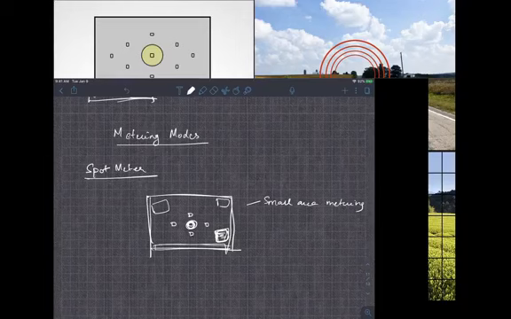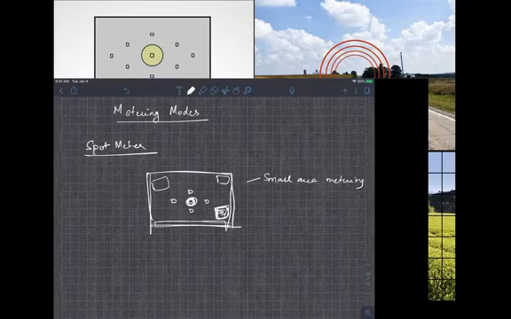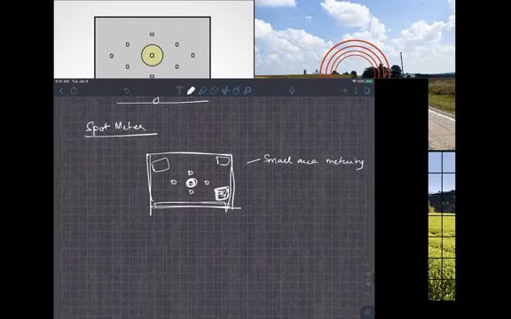So back to the spot meter. The spot meter only takes meter readings from that tiny spot. So it's good if the subject that you're trying to shoot is really small in the frame and you don't want something on the outside or around the subject to influence the exposure. It's great for that. So maybe you're shooting a bird and you don't care about the sky being blown out. You just want to make sure the exposure on the bird is perfect. Then you can use spot meter. Okay. So the next method is center weighted.